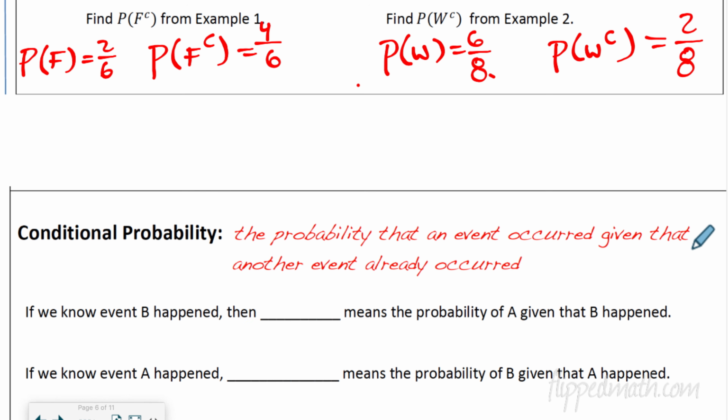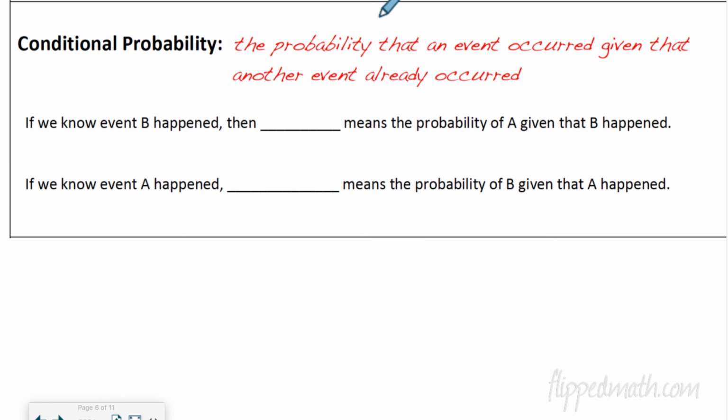Next thing we need to learn, conditional probability. Conditional probability is the probability that an event occurred based on the fact that some other event already occurred. So if we know that B happened, then the way we're going to write this is the probability of A, given, that's a straight line up and down, given that B happened. That means the probability of A given that B happened. So B already happened, so now what's the probability of A?